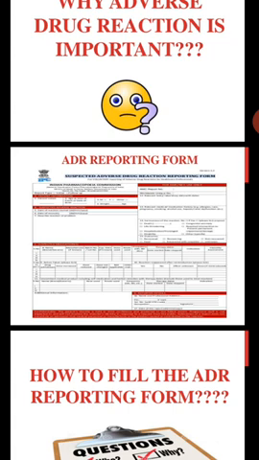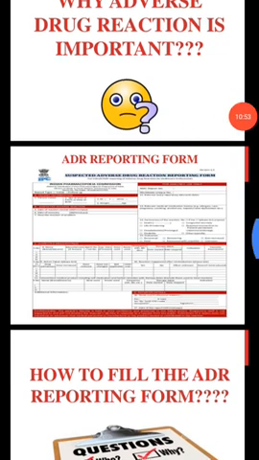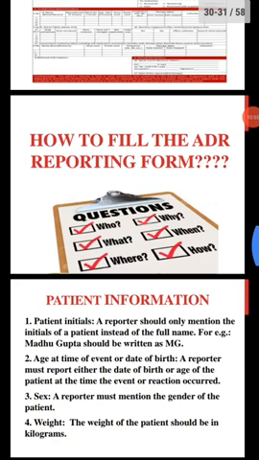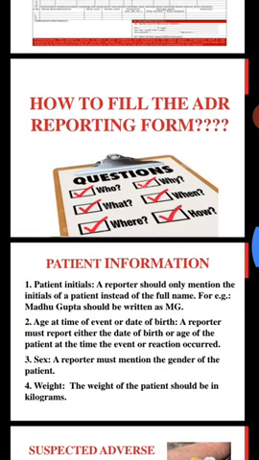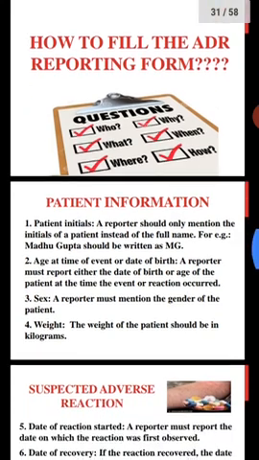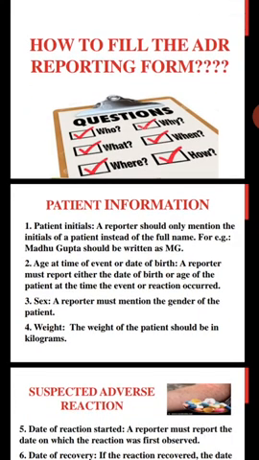So how to report the ADR? You need to report the ADR through the ADR reporting form, by filling in the ADR reporting form. This ADR reporting form contains the following information. Just google ADR reporting form and download it. In the examination you may be asked to write the ADR form structure. So what does the ADR reporting form contain?